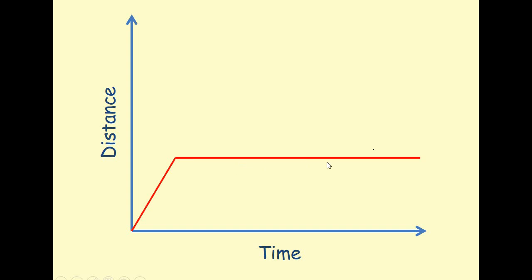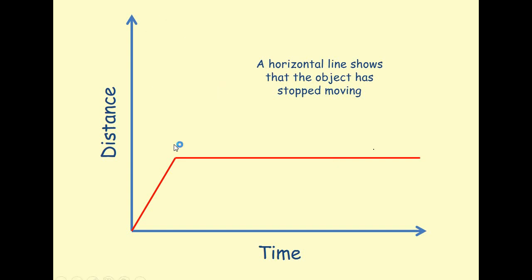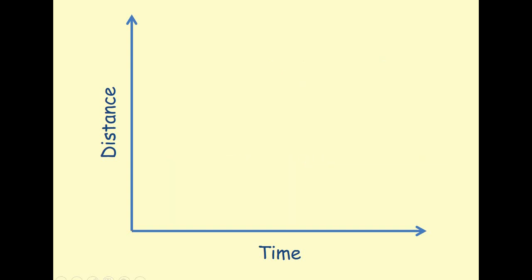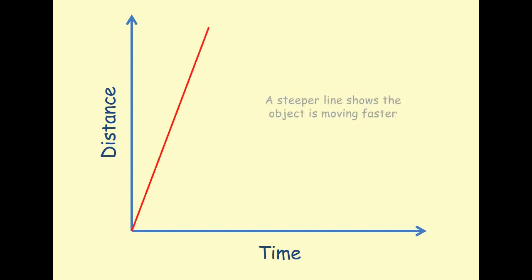And then we've got a flat horizontal line, and that shows that the object has stopped. We know it stopped because the distance on the y-axis isn't increasing. We've got a flat line here. The time is increasing, but not the distance. So this tells us that the object has stopped moving. Again, as I said previously, a steeper line shows the object is moving faster.